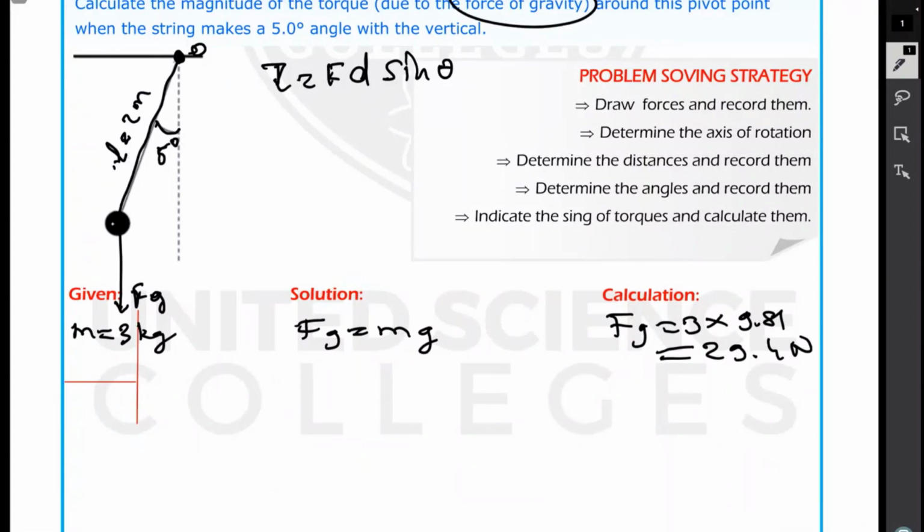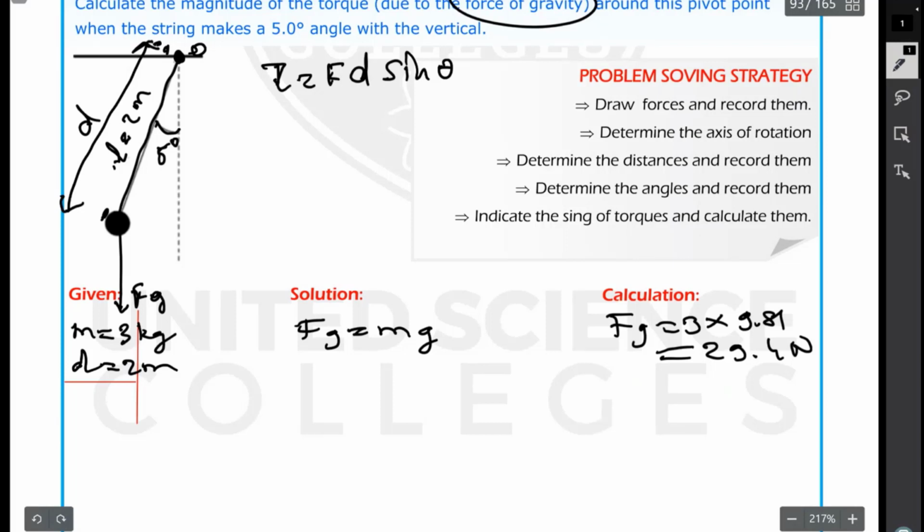Distance is from where the force is applied in here, to the axis of rotation right there. This is distance. That distance is equal to the length of the string, which is 2 meters. Even we know what D is, we know what F is. Theta is the angle between the distance line, which is the length of the string, and the force line. That is the angle theta. It is the same angle as 5. 5 degrees and this angle are equal. So then we know it's 5 degrees. We know distance is 2.